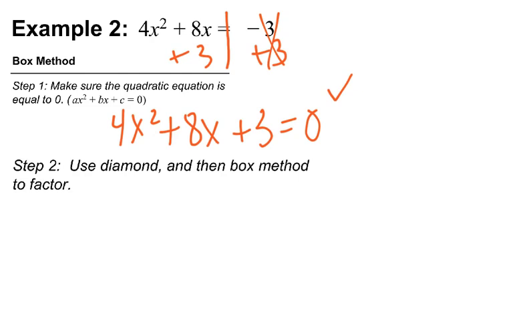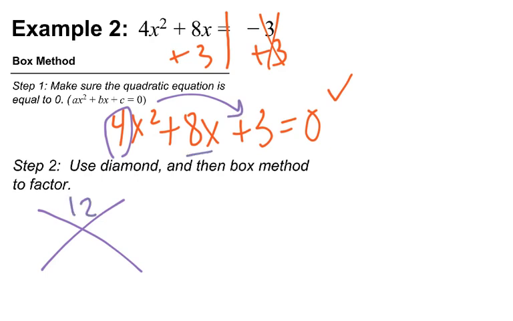Now we're going to use our diamond here for step 2 and box. So we're going to draw our diamond. Remember, take that 4 times that 3 to get 12 on top. And our 8 goes on the bottom there. And our two puzzle pieces are going to be 6 and 2.